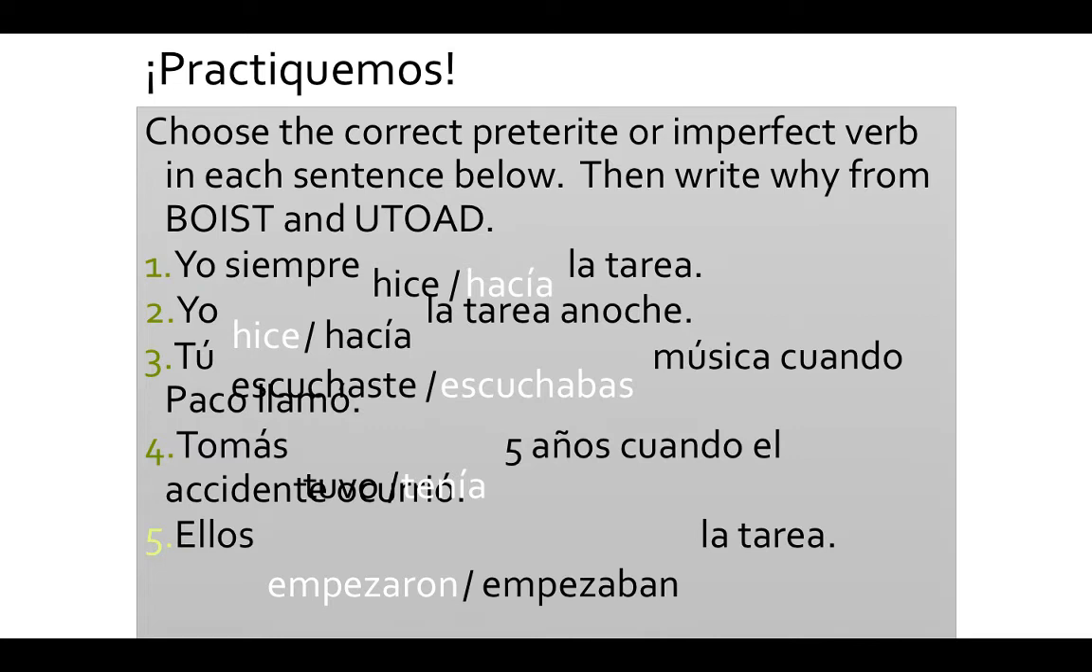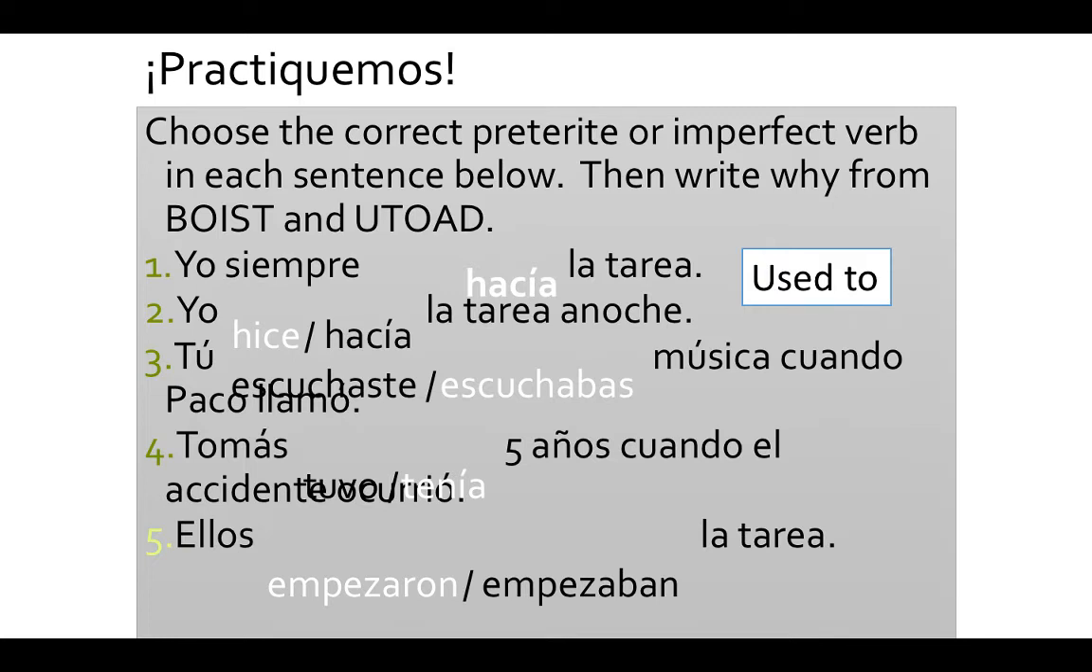So number 1 says that yo siempre blank la tarea. In this case, siempre, always, is an imperfect trigger. So yo siempre hacía la tarea. I always used to do my homework. We're using hacía in this case because it is imperfect and it's unclear when I used to always do my homework. So I'd like for you to go ahead and pause this and give numbers 2 through 5 a try.